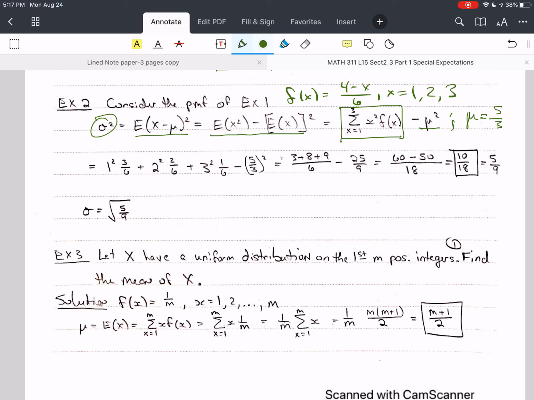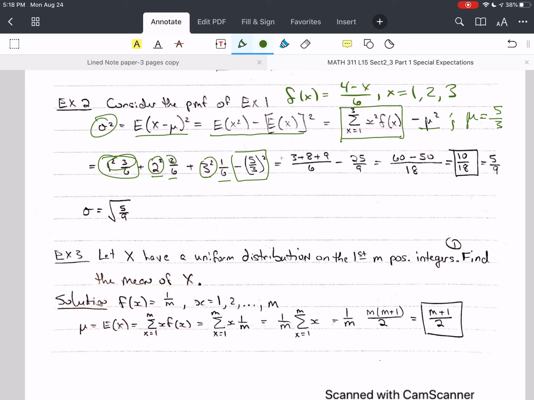Now, here we plug in each value. X is 1, 1 squared is 1, f of 1, 4 minus 1 is 3 over 6. Here we go. We plug in for 2 and f of 2, 3, f of 3. And then don't forget to subtract the square of mu. And so using common denominators, we end up with 3, and that's 4 and 2 is 8. 3 is 9 times 1 is 9.